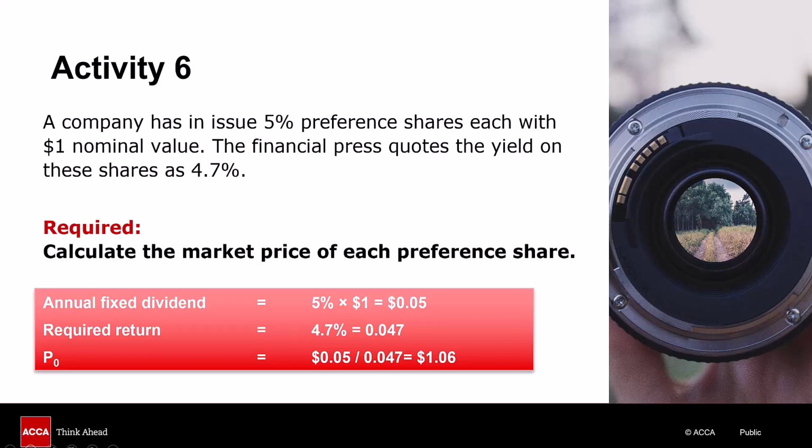And then using the learned formula, D over the required return, you take the 0.05 dividend, divide by the 0.047, and out comes in your calculator 1.06 in dollars. So that's the market price of each preference share. Let's now go on to look at irredeemable loan notes.